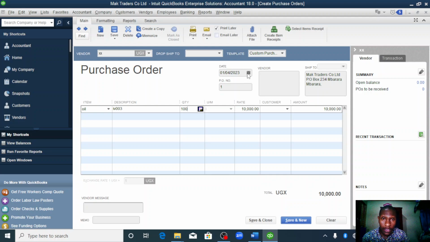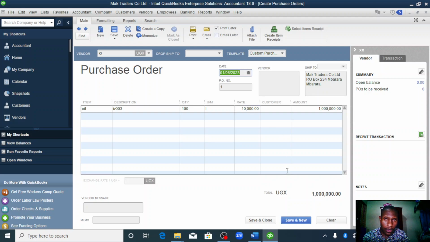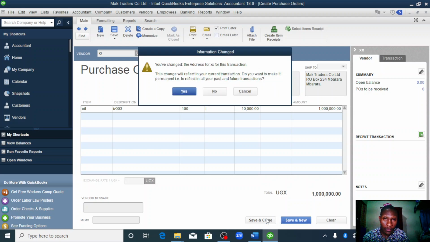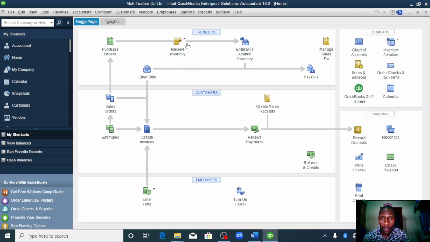Then we update the date, which is 6, and then the value is XX. We save and close. We say yes, and then we come here to receive this inventory. We receive it with bill.